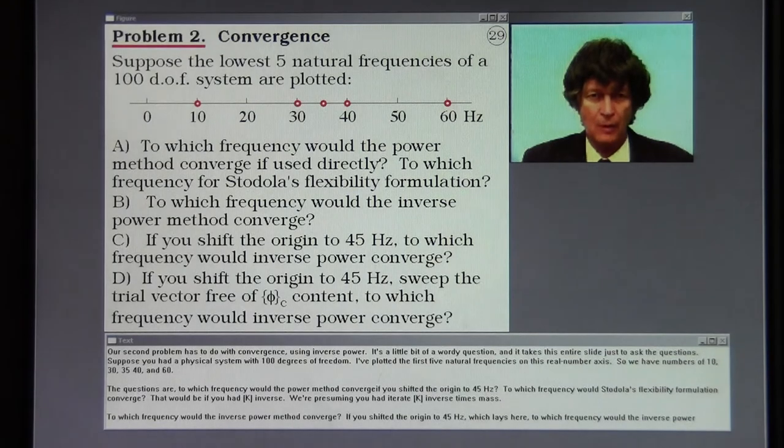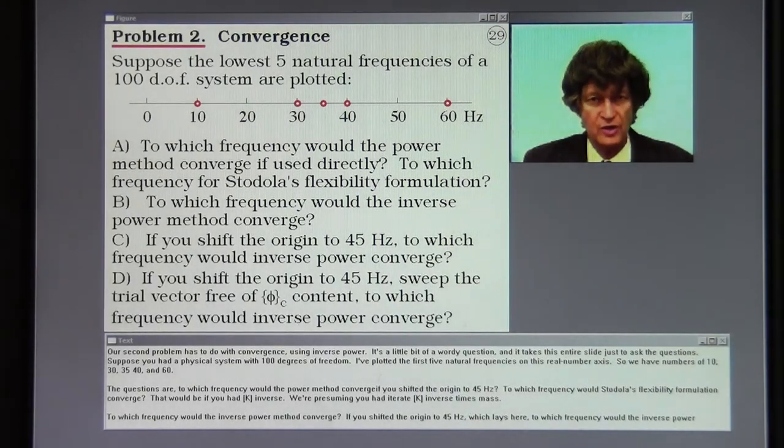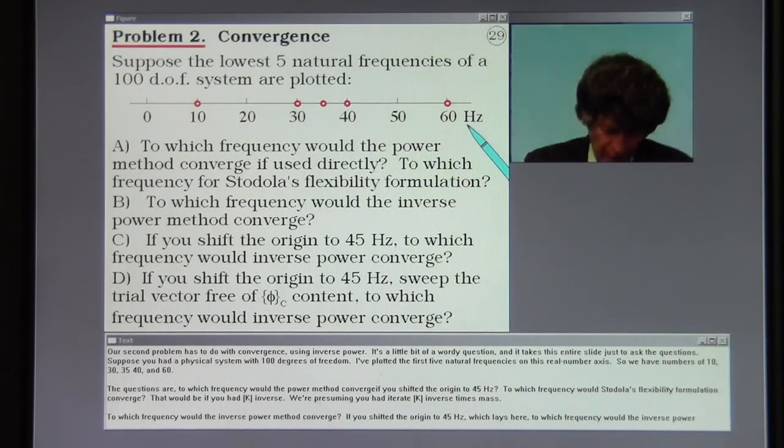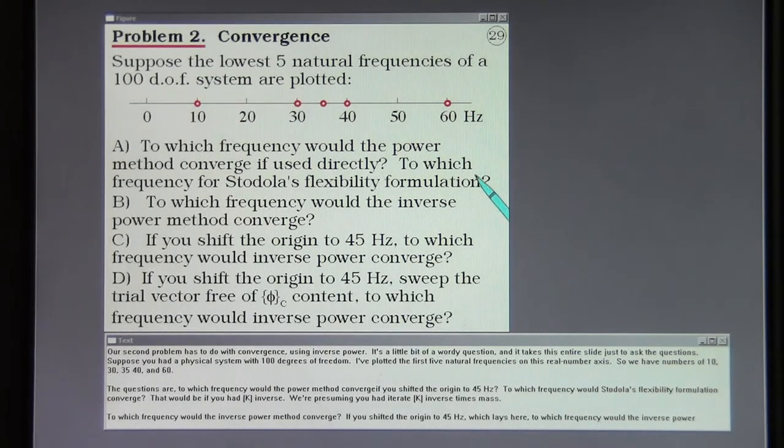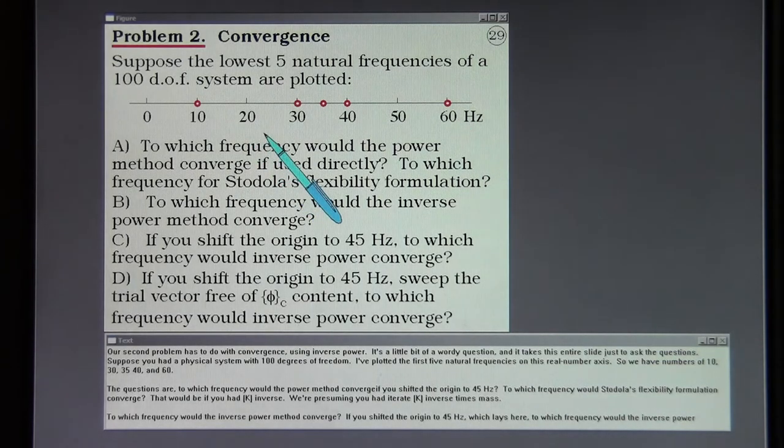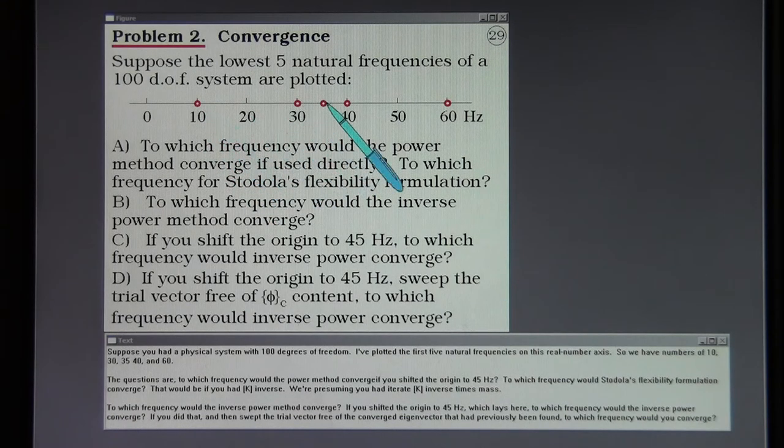Our second problem has to do with the convergence using inverse power. It's a little bit of a wordy question, and it takes this entire slide just to ask the questions. Suppose you had a physical system with 100 degrees of freedom. I've plotted the first 5 natural frequencies on this real number axis. So we have numbers of 10, 30, 35, 40, and 60.